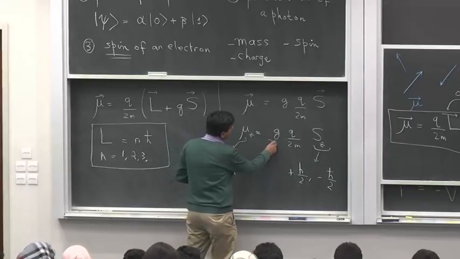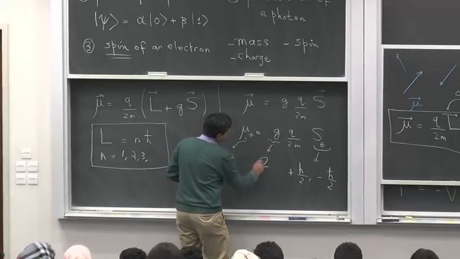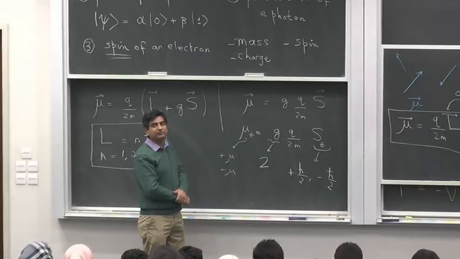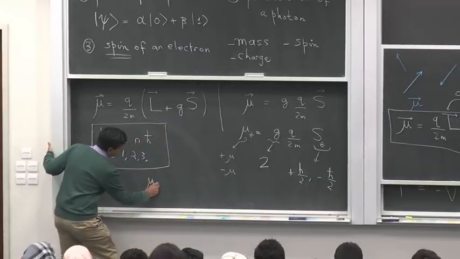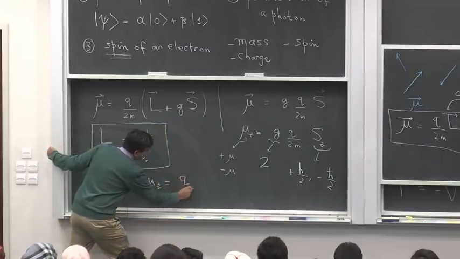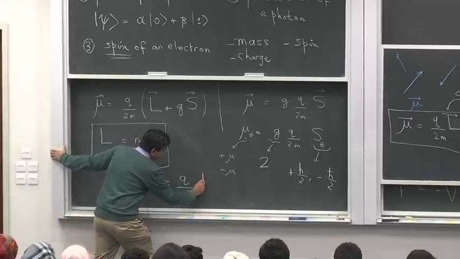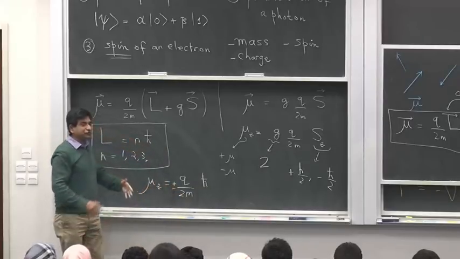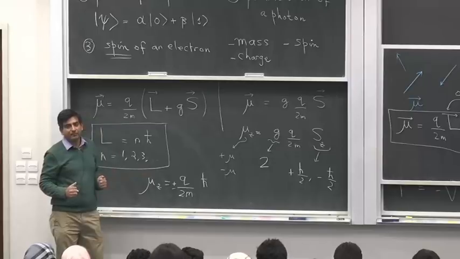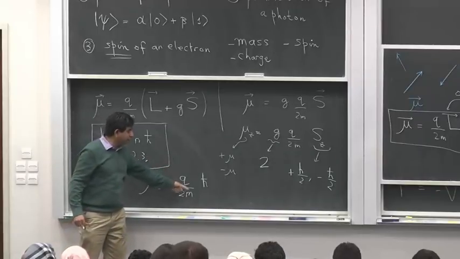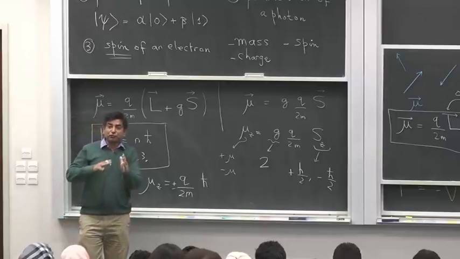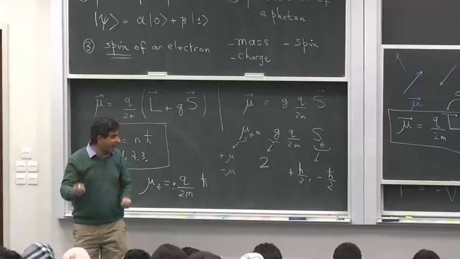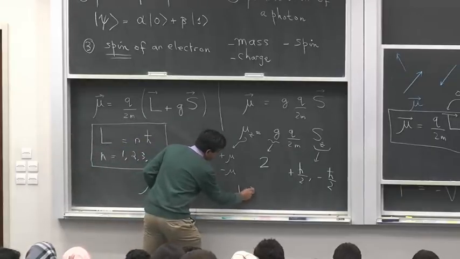For an electron, this g is approximately equal to 2. So mu Z for an electron is Q over m, h bar, half, plus minus. So mu is quantized. It's plus minus Q over 2m into h bar. So you have two possibilities of mu Z, and these two possibilities act like states ket 0 and ket 1.